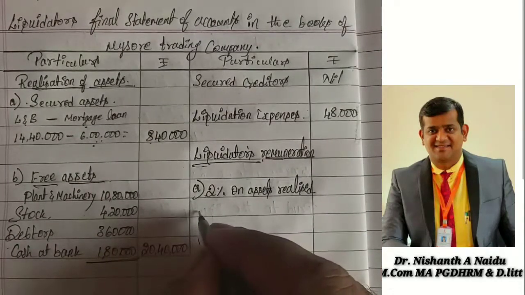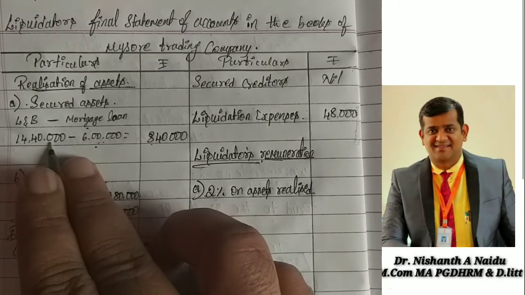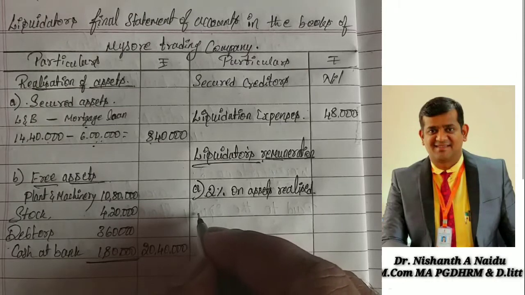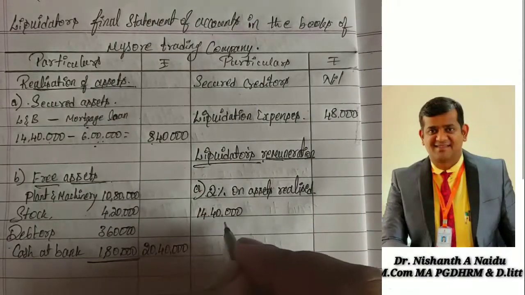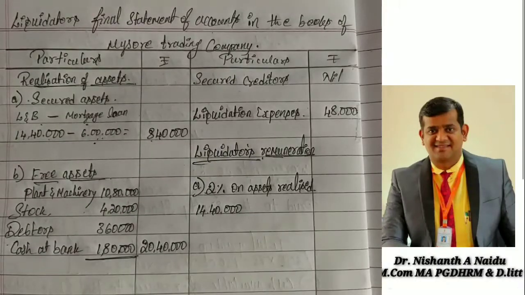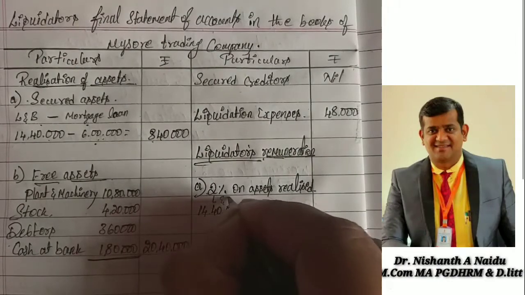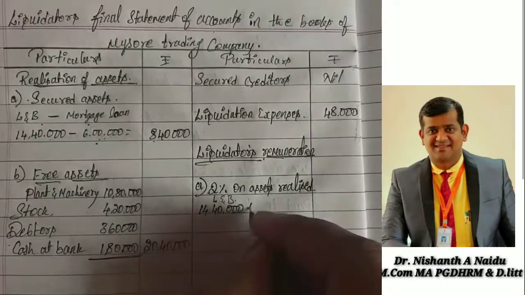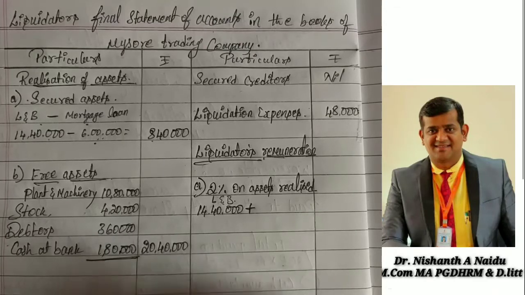First I am going to take 14,40,000 rupees, because land and building is also realized. So I am writing 14,40,000, which is land and building. To have clarity, I am writing land and building 14,40,000. Correct. Next, plus all the other assets other than cash at bank.